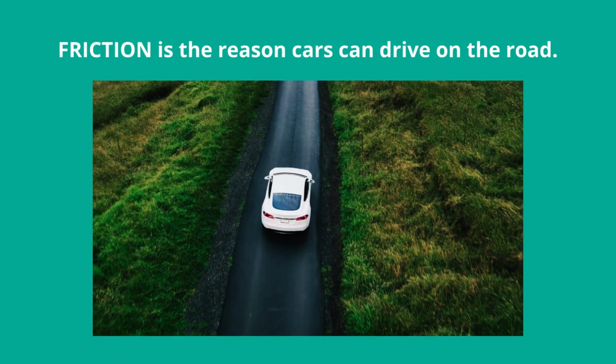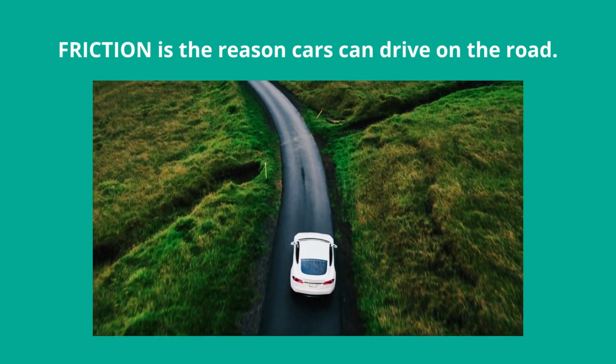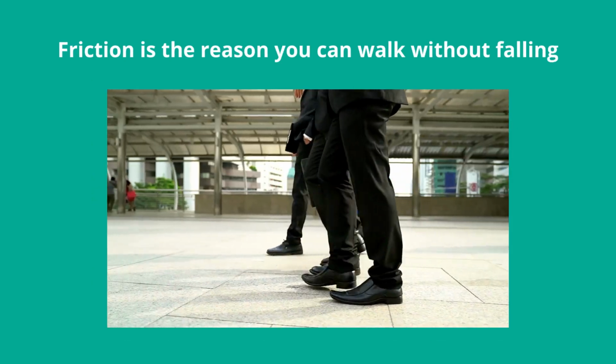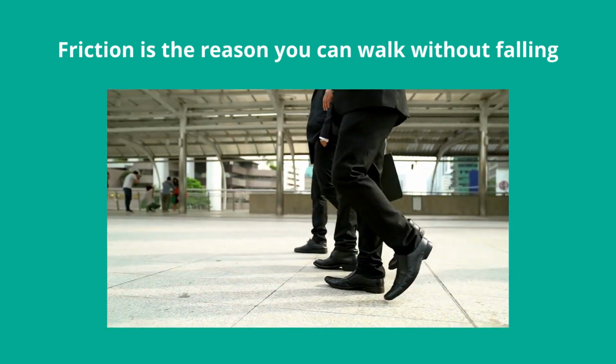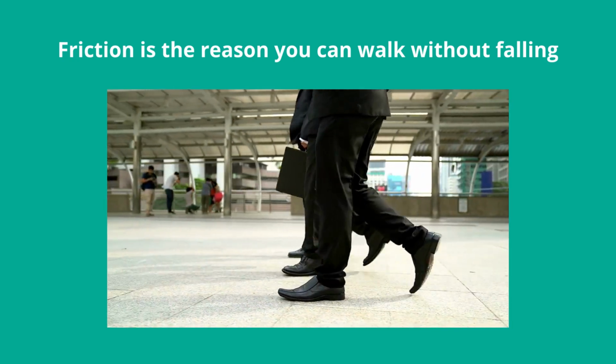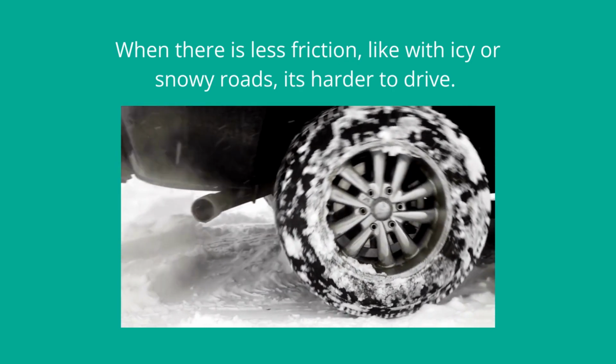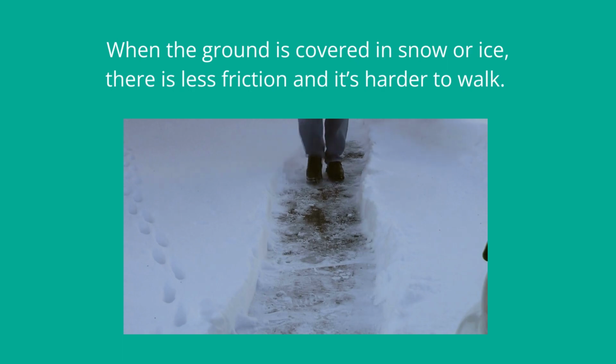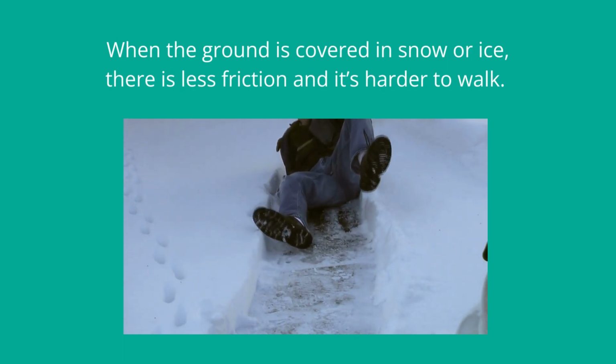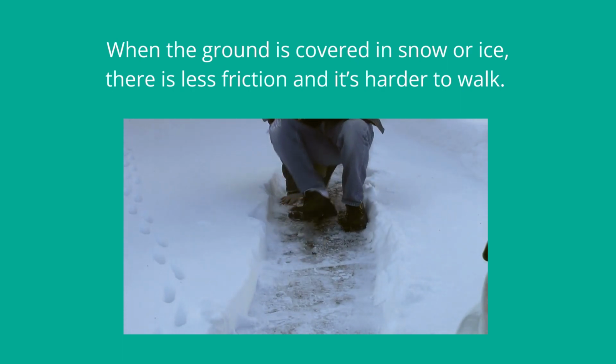Friction is the reason that cars can drive on the road and don't just slip and slide. Friction is the reason you can walk without falling. When there is less friction, like when there's ice or snow on the roads, it is harder to drive. When the ground is covered in snow or ice, there is less friction and it's harder to walk.